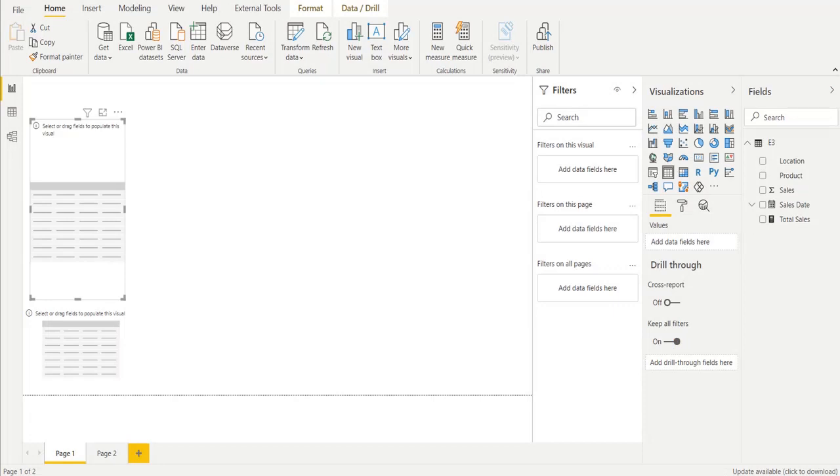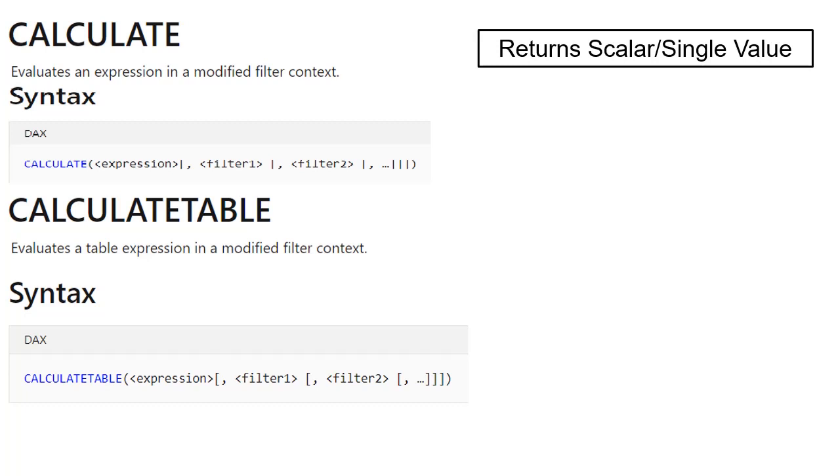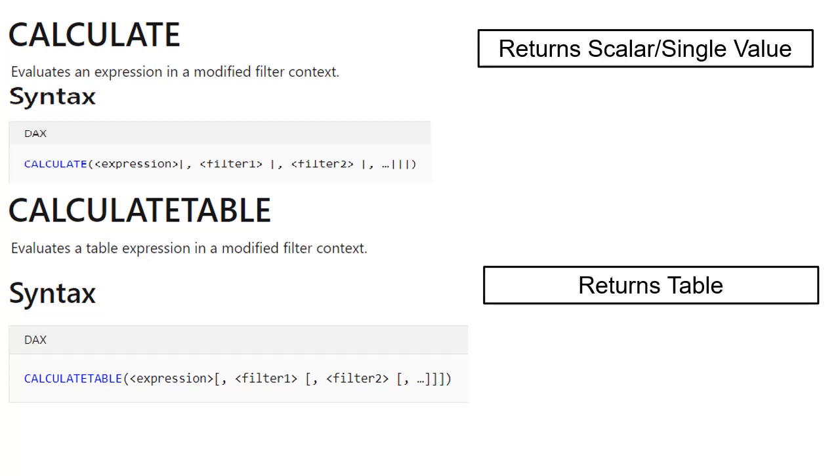In this video, I will talk about the CALCULATE and CALCULATETABLE DAX functions, what these functions are and how they are different from each other. The CALCULATE function evaluates an expression in a modified filter context. Whereas CALCULATETABLE also works in the same manner, but the main difference between these two functions is that CALCULATE returns a single value or a scalar value, which means it returns a whole value or a decimal value, but CALCULATETABLE returns a table instead of a scalar value.